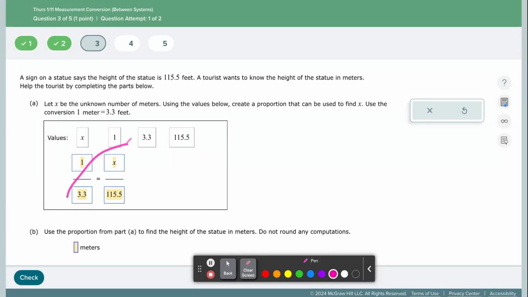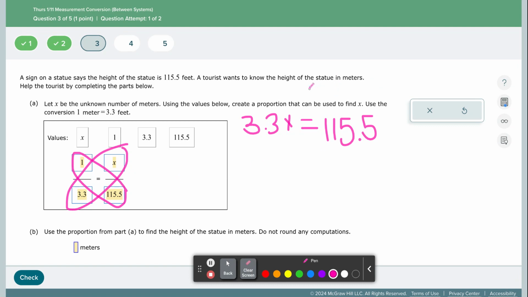So I'm going to cross multiply. I always start with my variable. 3.3 times X is just 3.3X, right? And if I cross multiply the other way, I get 115 and a half, 115.5. Okay. So now again, it is an equation.